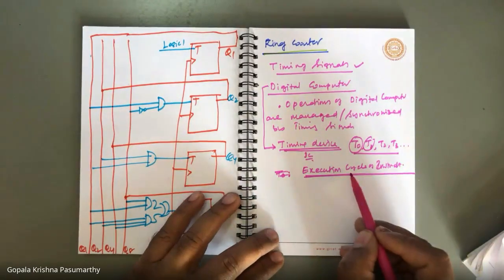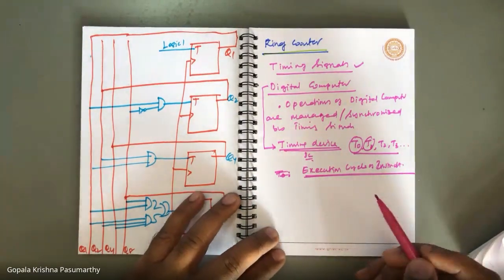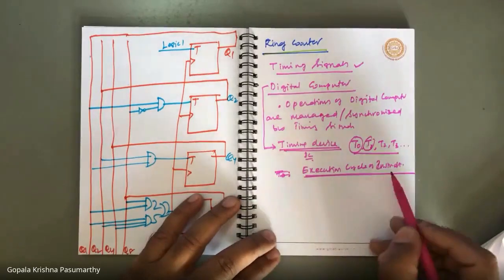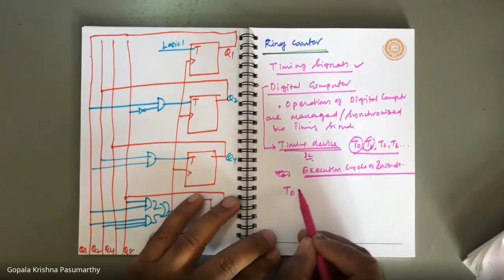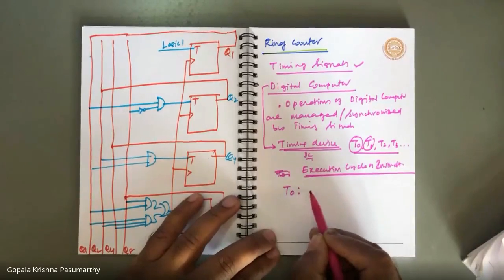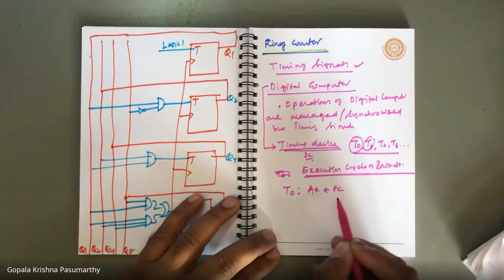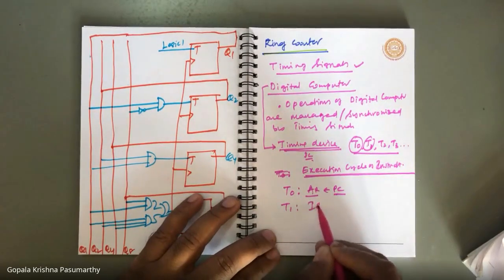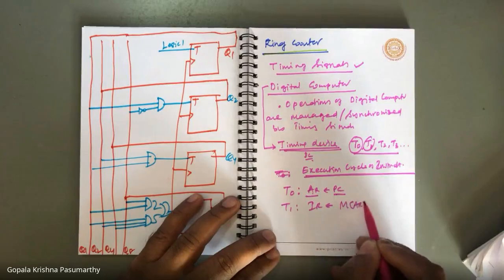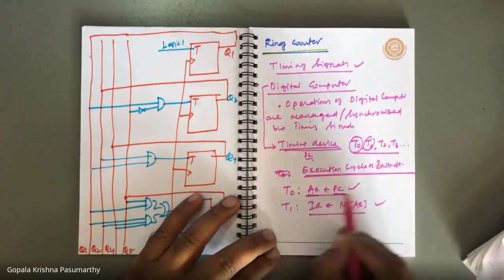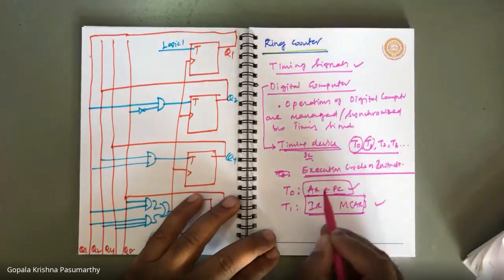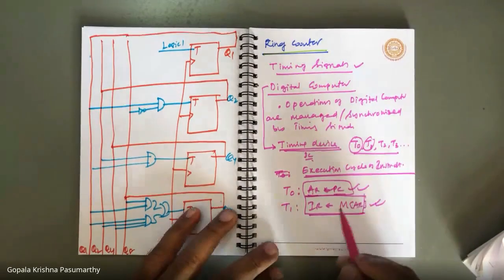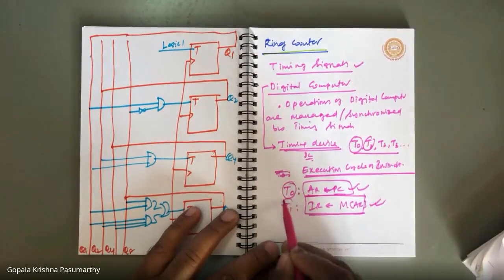During executing an instruction, when the timing signal ticks T0, the computer performs various operations. Some data will be transferred from one register to another register. During the next timing signal, some other data will be transferred from memory to another register. These are the operations. The computer performs operations against timing signals.